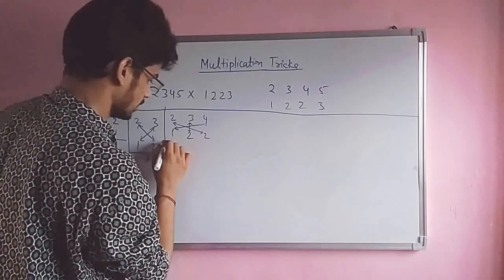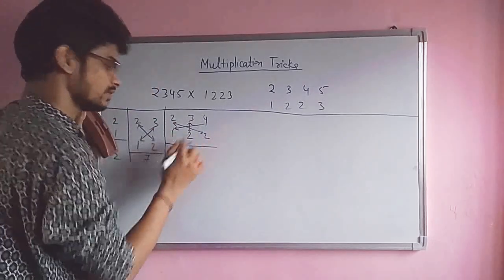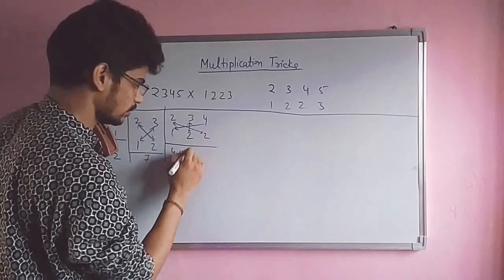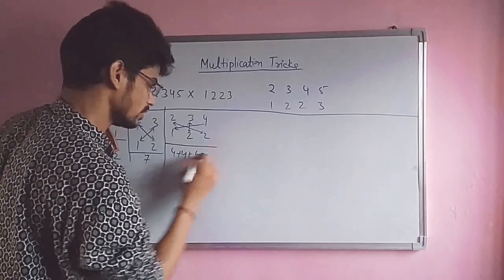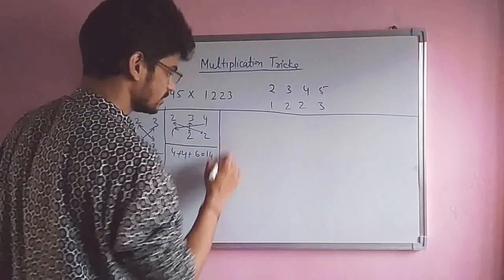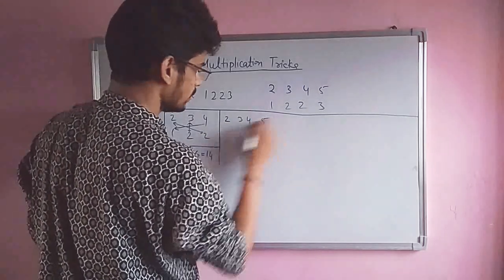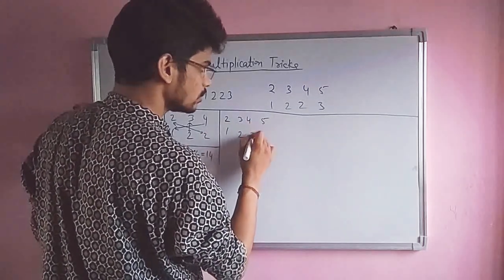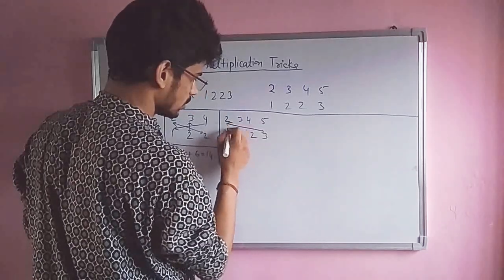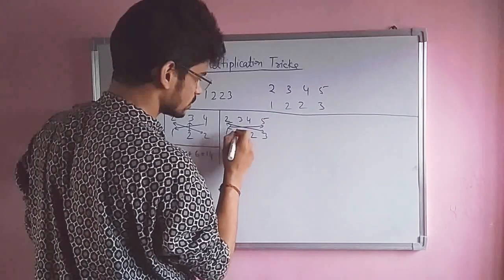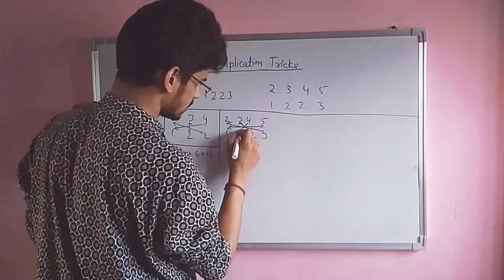Now add these values: 2, 2 is 4, 4 plus 1 is 4... 4 plus 4 plus 3 plus 2 plus 6 is equal to 14. Next is 2 3 4 5 and 1 2 2 3. Now multiply the cross, like this.